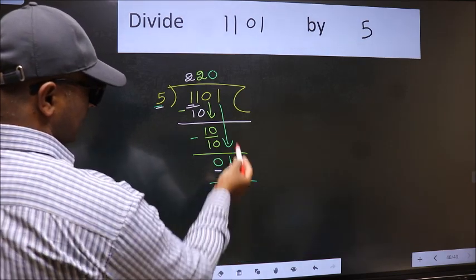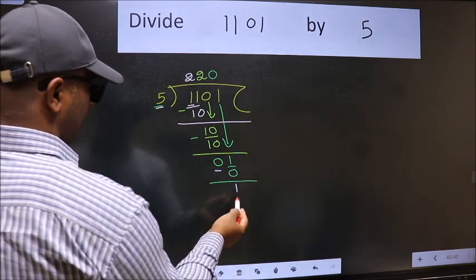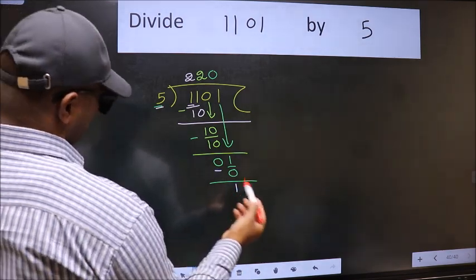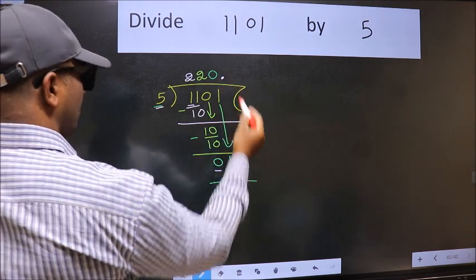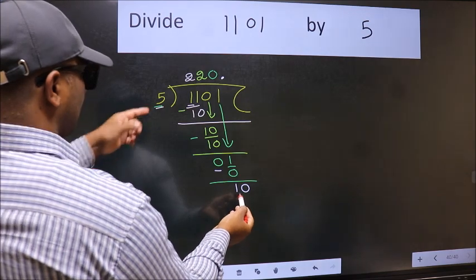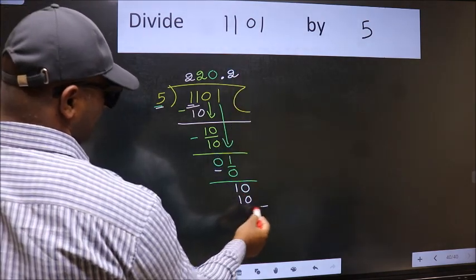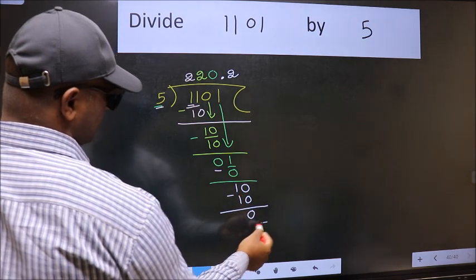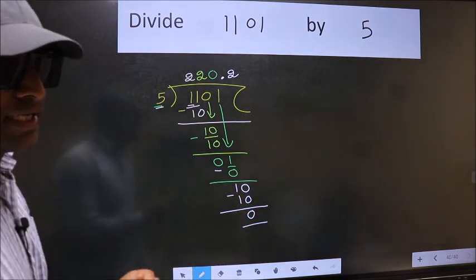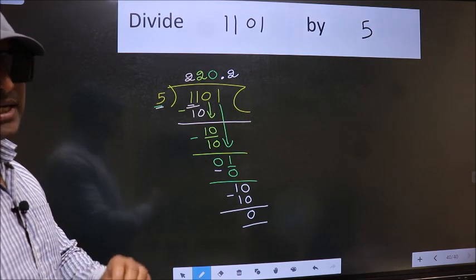Over here, we did not bring any number down. And 1 is smaller than 5. So now we can put dot and take 0. So 10, when do we get 10 in 5 table? 5 2 is 10. Now we should subtract, we get 0. Did you understand where the mistake happens? You should not do that mistake.